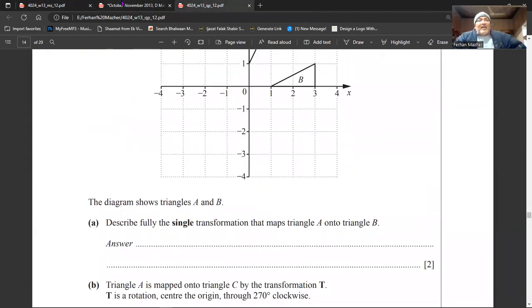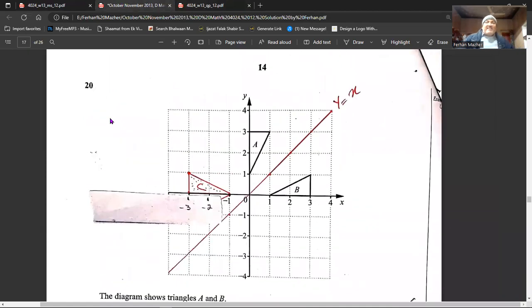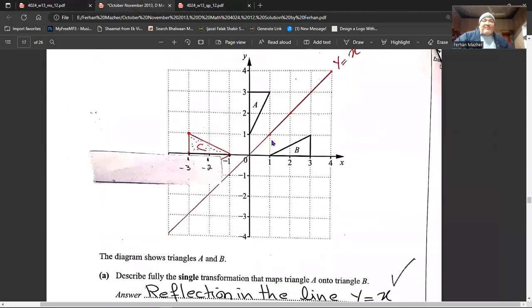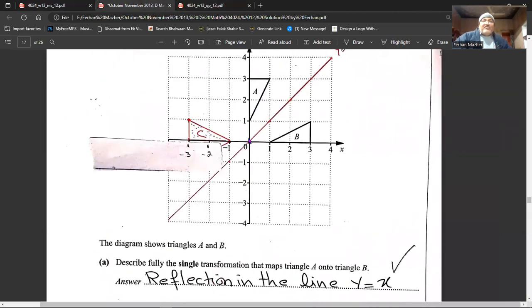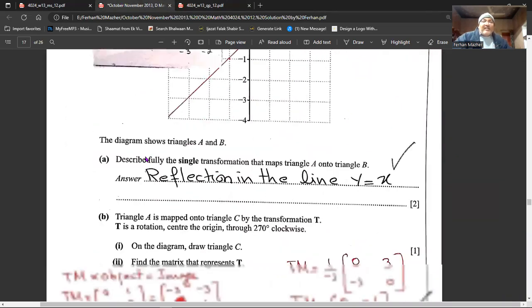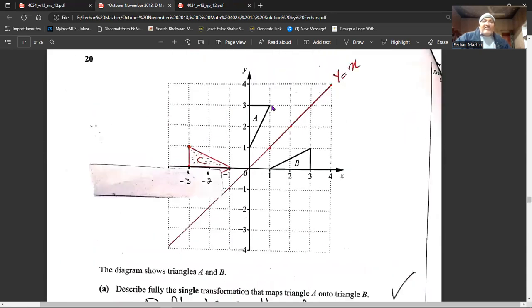You see, I don't remember what is the matrix that represents the rotation about the origin of 270 degrees, but I know how to find this. The method is very simple. Take 2 points on the object, note down their coordinates. Take 2 points on the image, note down their coordinates. And with the help of these, for example, I have taken here 0, 3, I have taken this point, and 1, 3, I have taken this point.